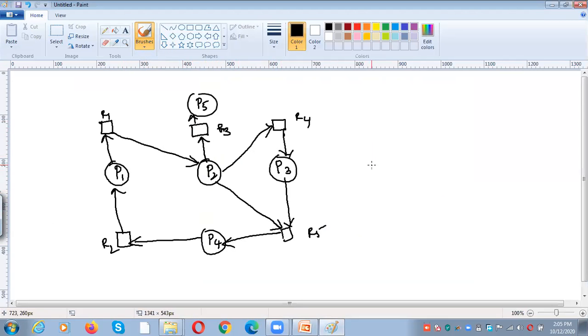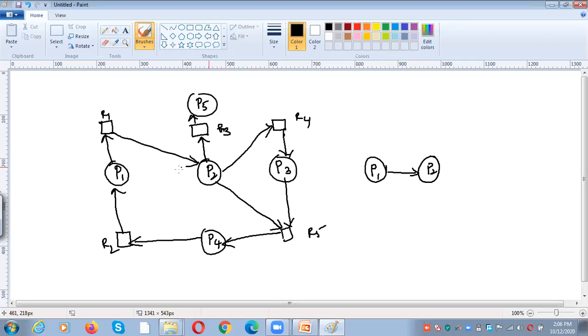So what you need to do is, P1 is waiting for R1 and R1 is allocated to P2. So P1 is waiting for P2 indirectly. Do you get my point? P1 is waiting for R1, but R1 is assigned to P2. What you need to do is draw a direct connection between P1 and P2. That means P1 is waiting for P2 indirectly. So P1 is waiting for P2.